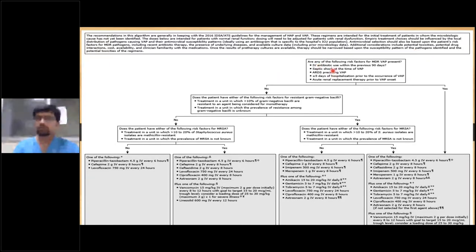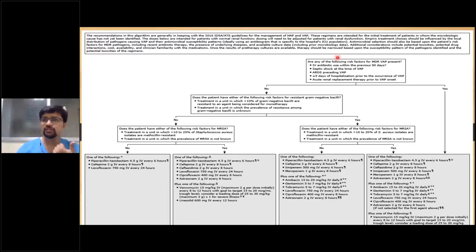If there are any risk factors for MDR VAP, I already told you the risk factors that are there. This is for ventilator associated pneumonia: IV antibiotics used within the past 90 days, septic shock at the time of ventilator associated pneumonia, ARDS preceding VAP, more than 5 days of hospitalization prior to VAP, or acute renal replacement therapy prior to VAP onset.